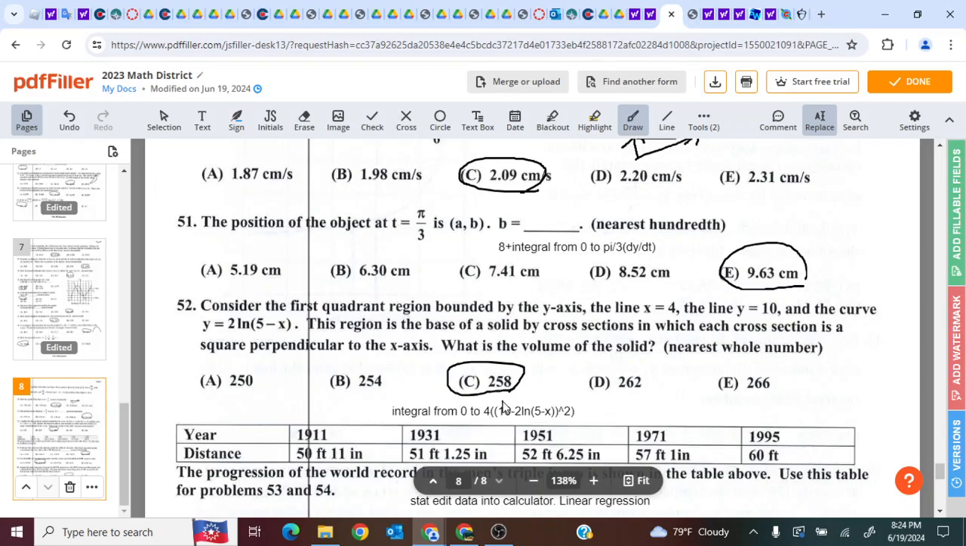You can imagine that for every x value, there's a square being formed, whose side is the difference of the two equations: 10 minus 2 ln of 5 minus x. Since it's a square, your side is squared. So you have a bunch of squares being added together, for infinitesimally small changes in x, and that's essentially the equivalent of an integral to convert it to 3 dimensions. So the integral from 0 to 4 of 10 minus 2 ln of 5 minus x, all squared, is your equation for the volume of the cross-section solid.